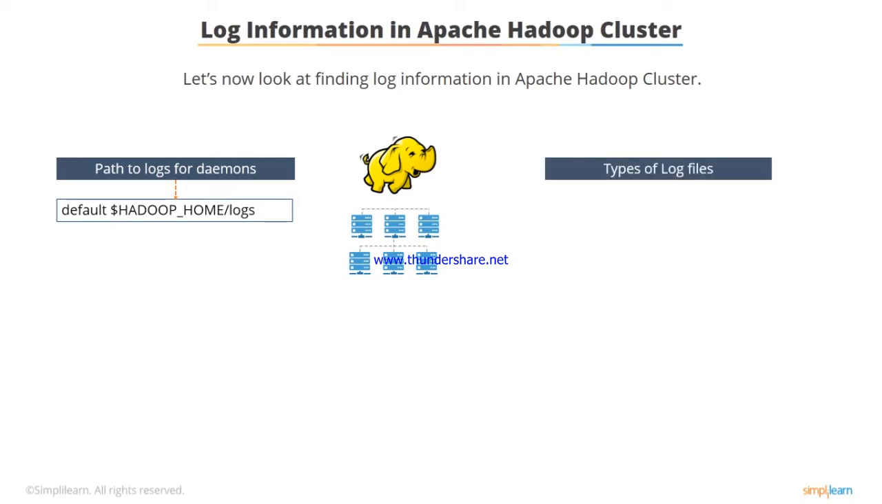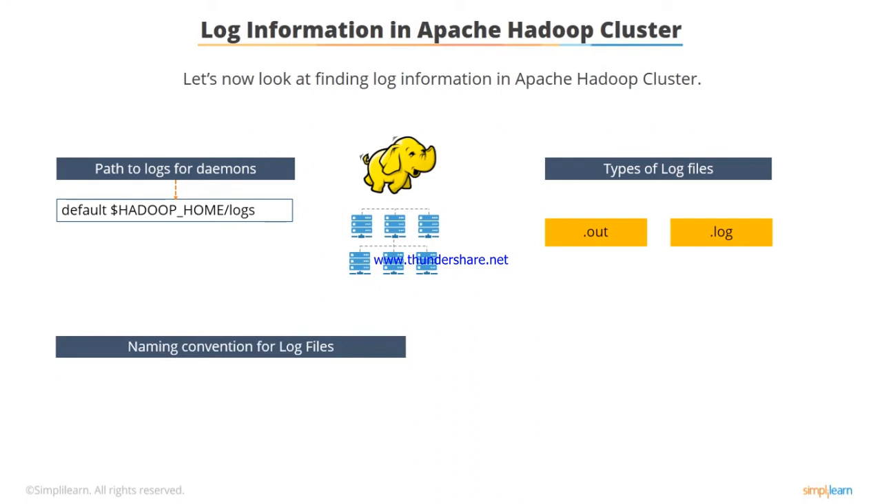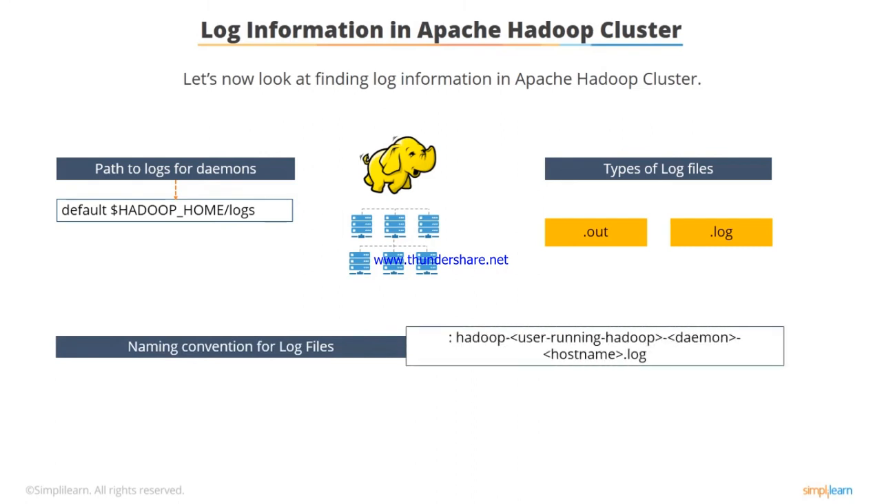There are two types of log files that are created in the logs directory. Files with the extension .out. These contain logs that are written when daemons are starting up. Files with the extension .log. These contain all the messages, including the startup daemon messages, that are sent to .out files. The naming convention followed for the .log files is shown on the screen. The name of the user running Hadoop is followed by the daemon name and then the host name.